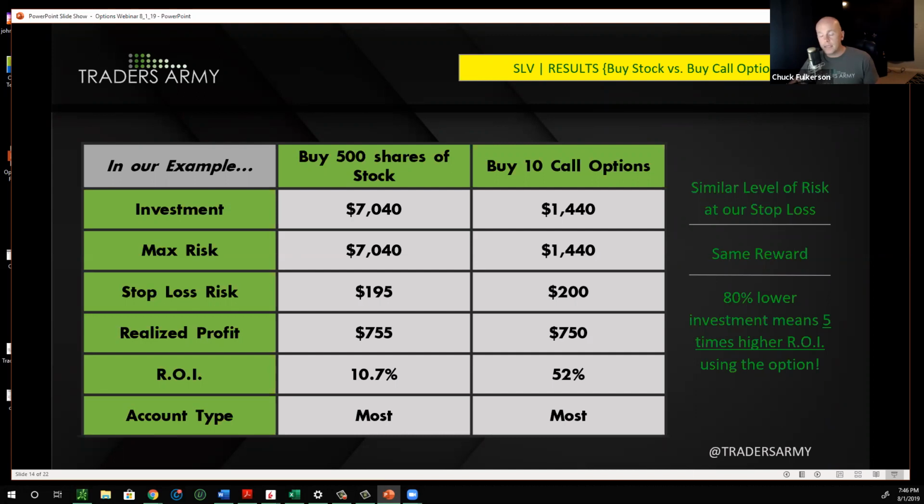That's the thing to consider. If you're only going to be in the trade for like a day, if it's a day trade, or you're going to be in the trade for a week, you don't have to go out 90 days. You might go buy a 60-day option or 45-day option.